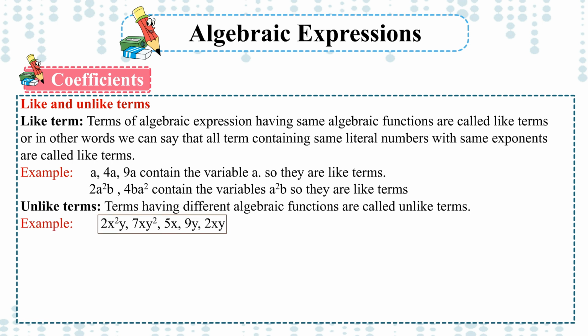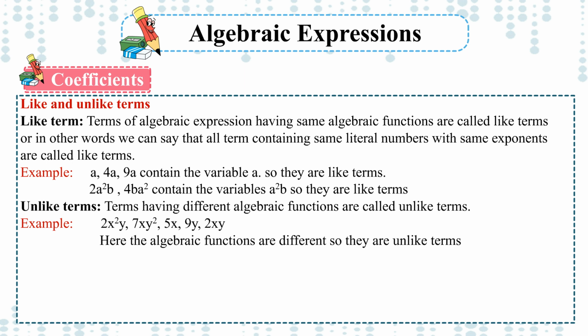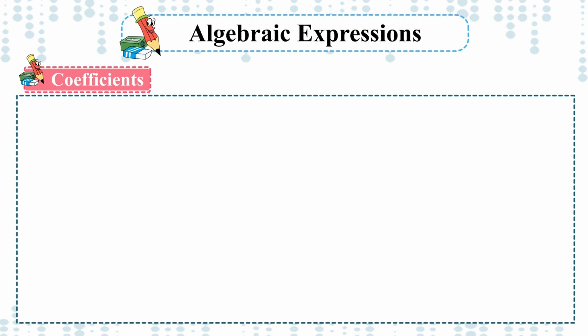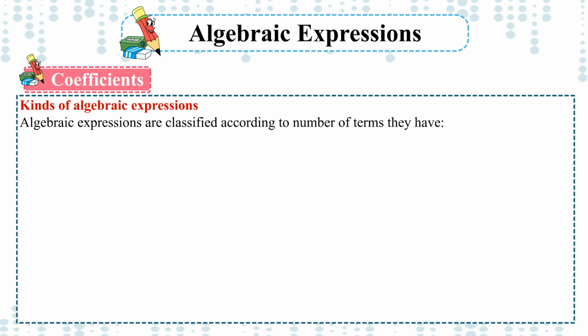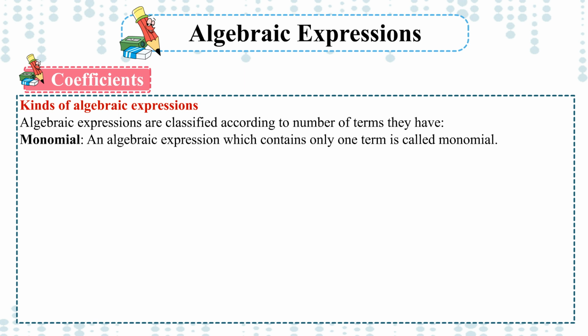Kinds of algebraic expressions. Algebraic expressions are classified according to the number of terms they have. Monomial: an algebraic expression which contains only one term is called a monomial. Example: 5x²y, 45x, 27xy, 10, etc.